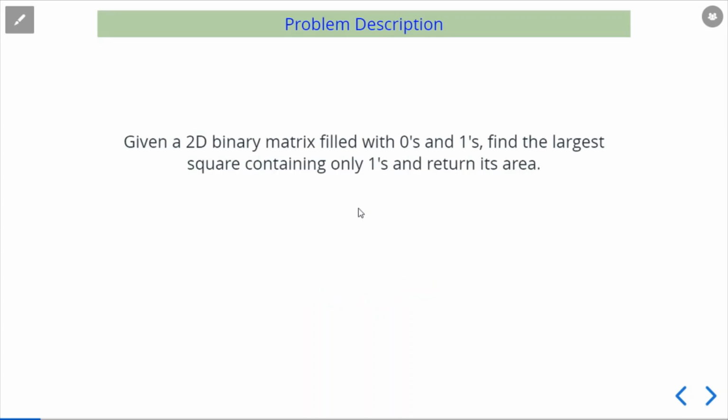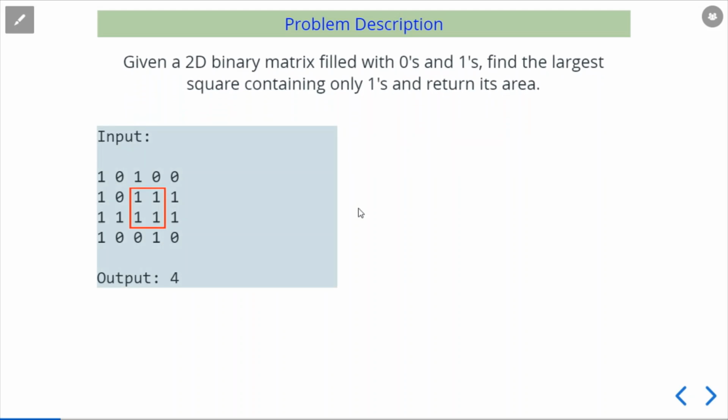Okay, so let's look at the problem. Given a 2D matrix filled with zeros and ones, find the largest square containing only ones and return its area. So basically we have been given a binary matrix that has 0 and 1, and we need to return the largest square that only contains 1 and return its area.